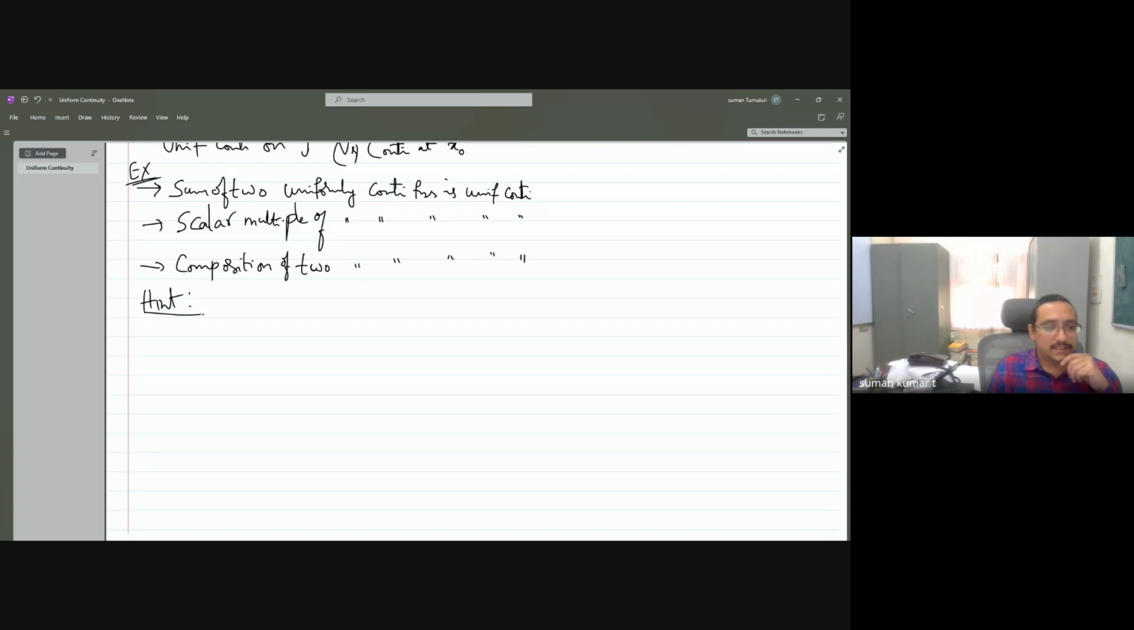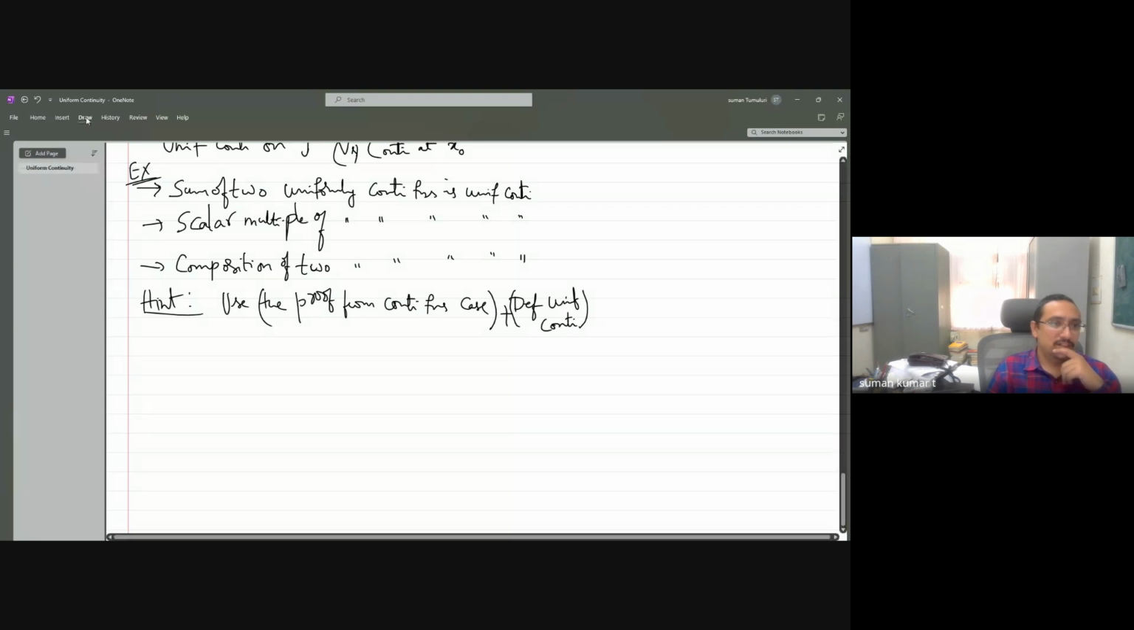The hint for this exercise is to use the proof from the continuous functions case, plus the definition of uniform continuity. These are the only two ingredients that you need. The definition of uniformly continuous function I gave you, and the proofs of these three results your teacher would have given when teaching continuous functions. You can do these exercises, or you can just show them to your teacher, and he or she will correct any errors.